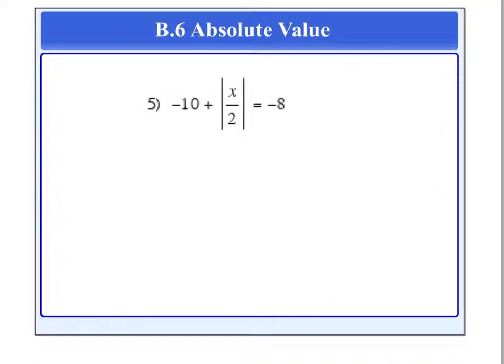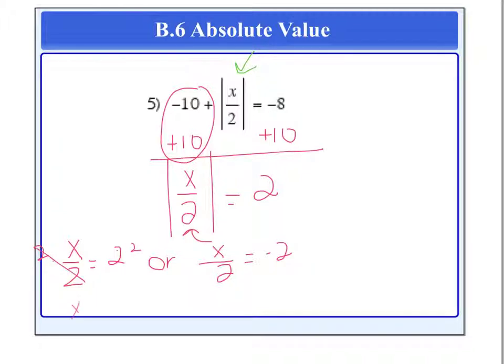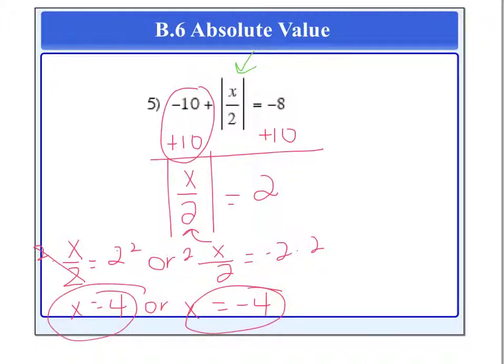The next one, our argument, which is right here, is not by itself. To get it by itself, we have to add 10 to each side. So then we're left with our argument, absolute value of x divided by 2, equaling 2. So now we set what's inside. X divided by 2 can equal 2, or x divided by 2 could equal negative 2. We're setting this argument equal to the positive and negative. So multiply by 2, x equals 4, or multiply by 2, x equals negative 4. So in this case, these are our two solutions.